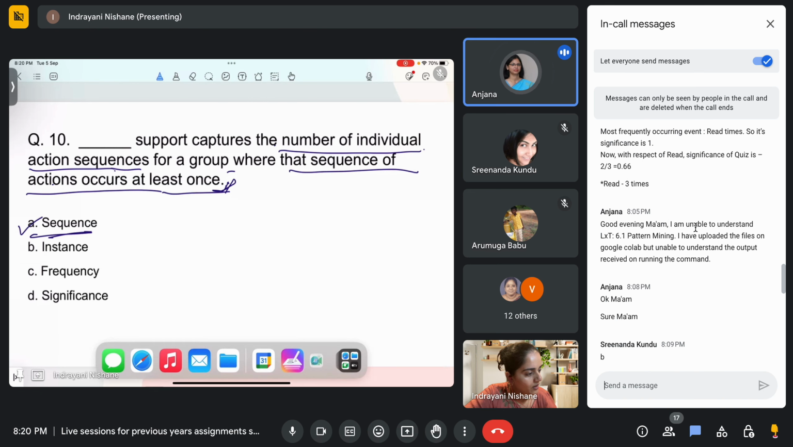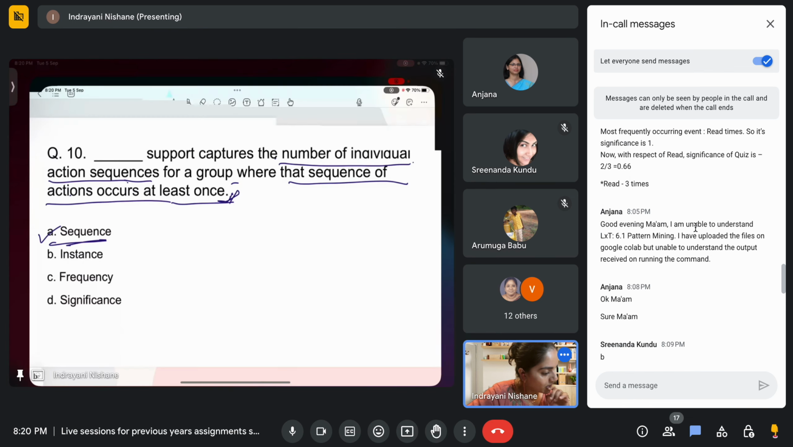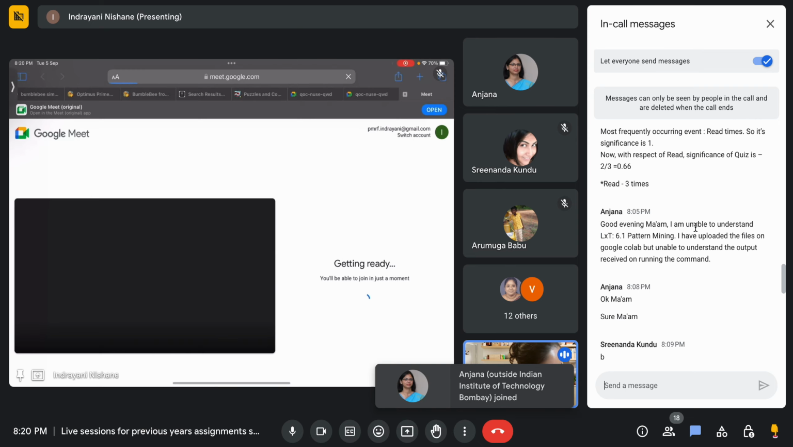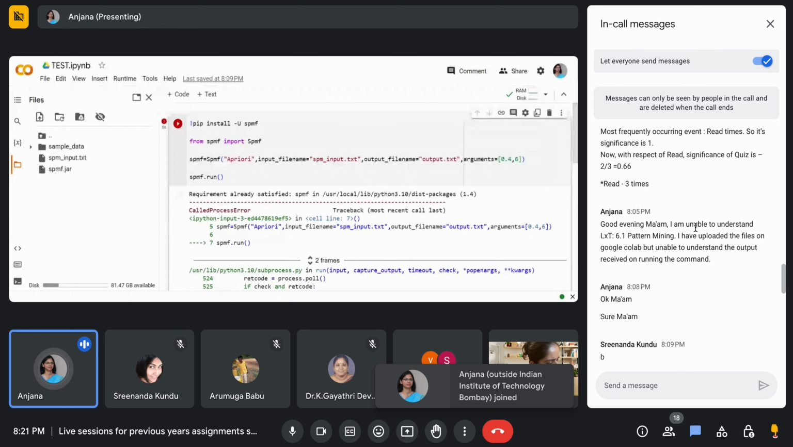Yeah, I'm just figuring out how to stop my screen share. Okay, so I'll just try to. Yeah, actually it's visible. Okay, great.